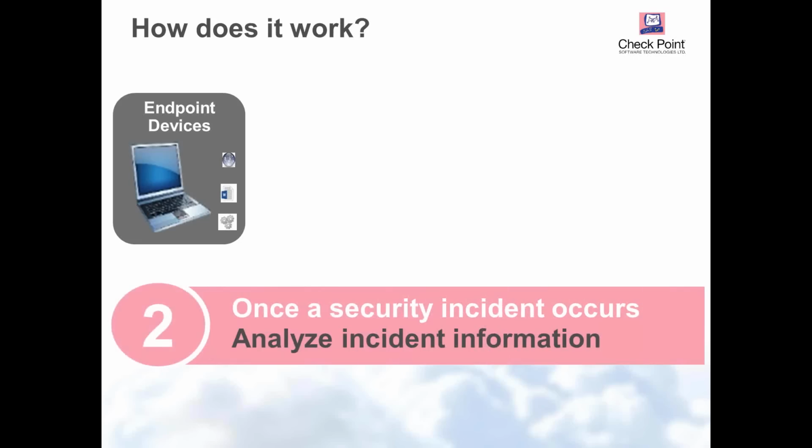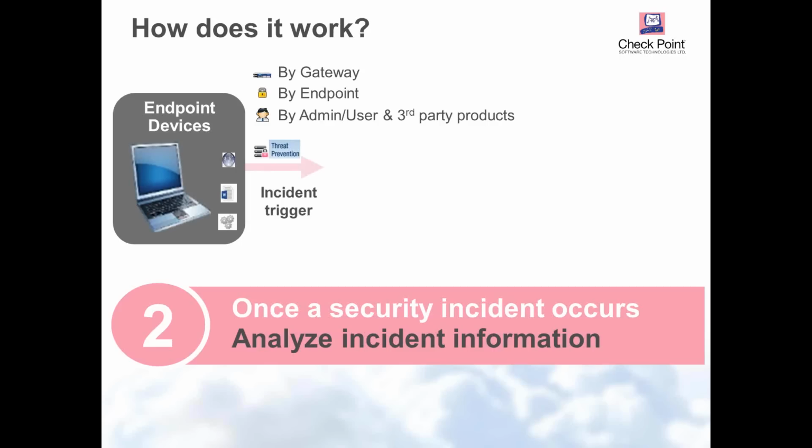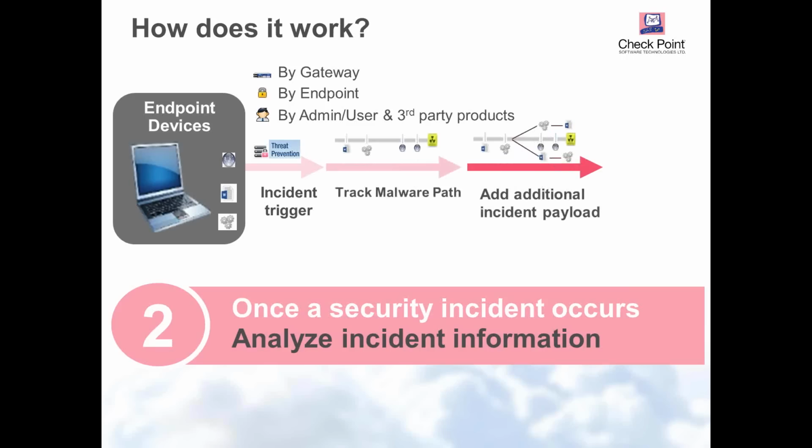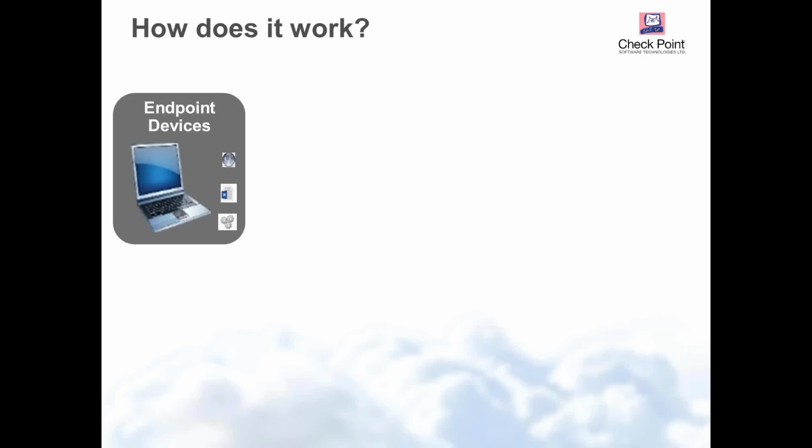Now, if it gets an incident or an alert, what will happen is either the gateway, the endpoint, or an admin or user or a third-party AV system can kind of kick this product into action. And what then happens is we now want to track how that malware got to your network and how it came about and what we can do to prevent it. Okay, so again, we can kind of track the path of what's gone on.